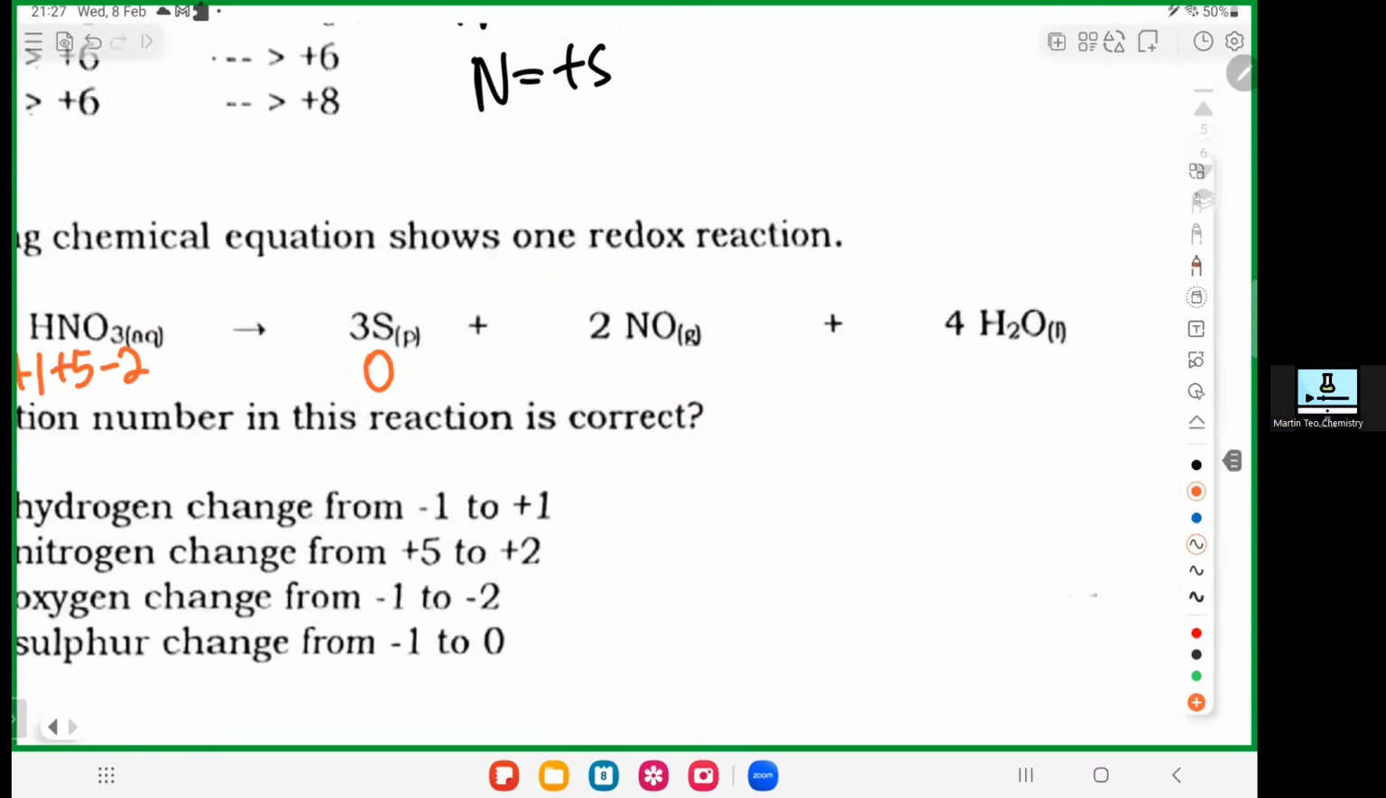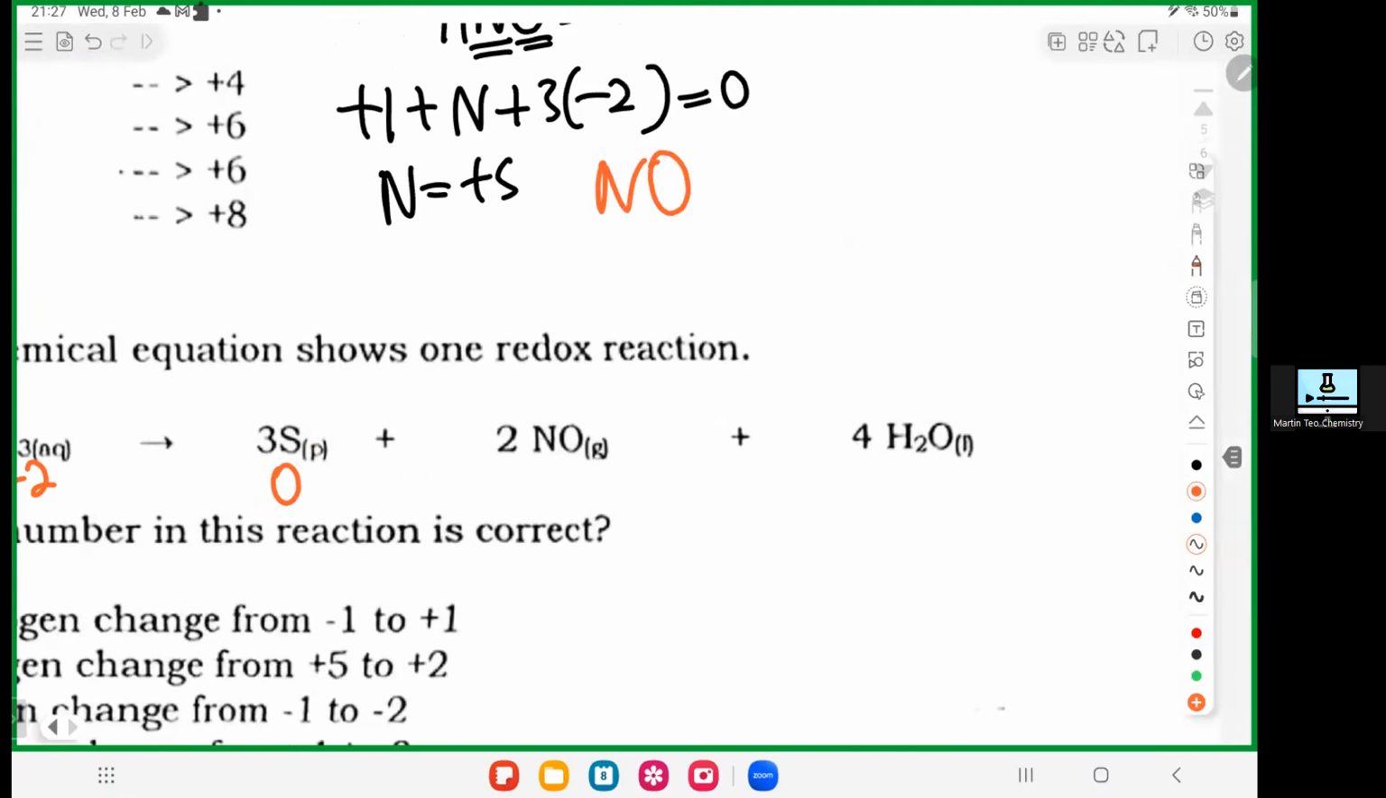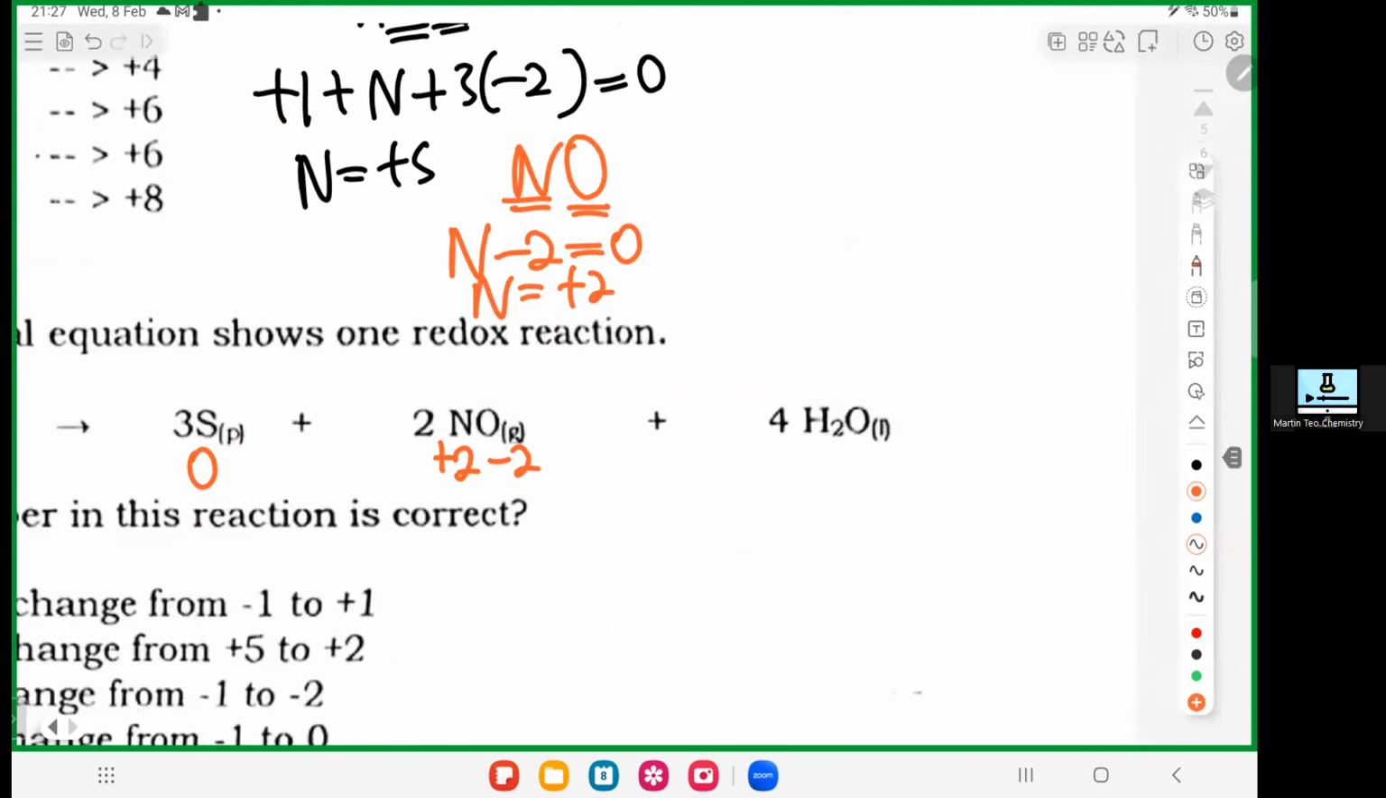What is the oxidation number for the nitrogen in NO? I don't know, so copy back. Oxygen is -2. Add together, no charge on top, 0. So nitrogen is +2, and oxygen is always -2. That's all. Lastly, the water: hydrogen is always +1 and oxygen is -2.